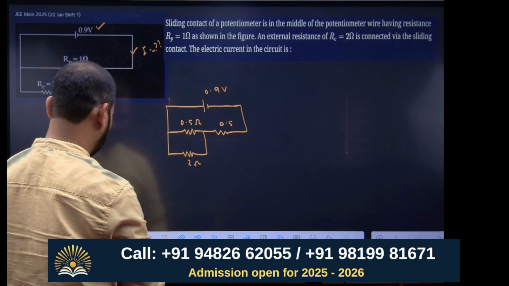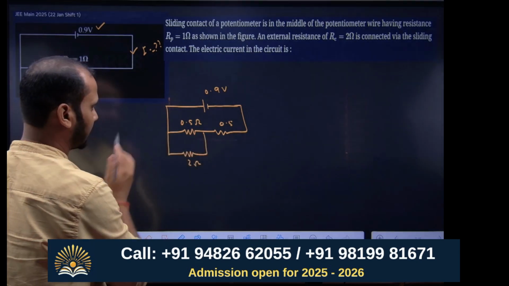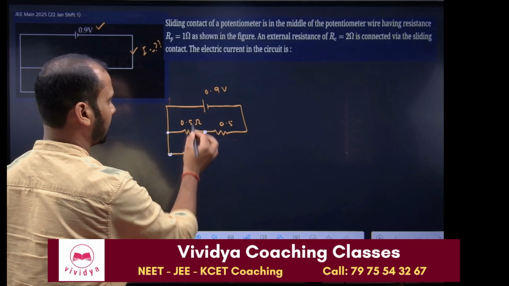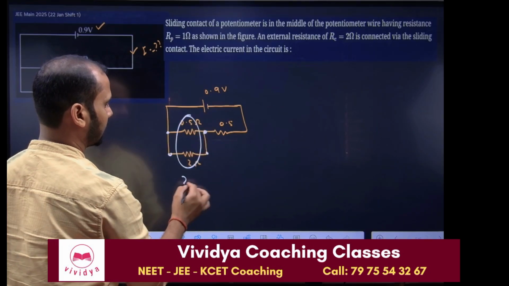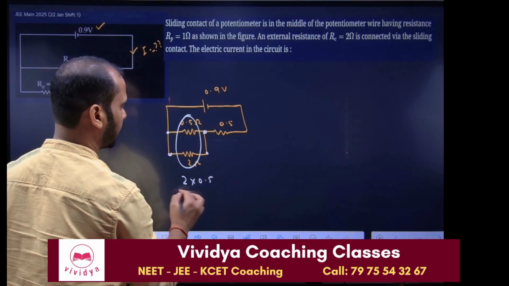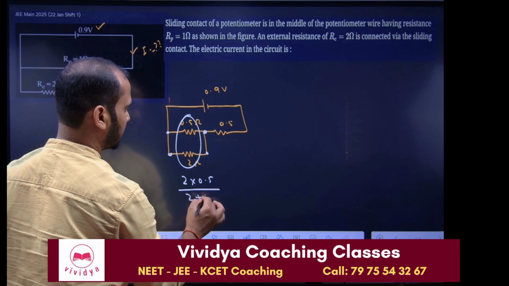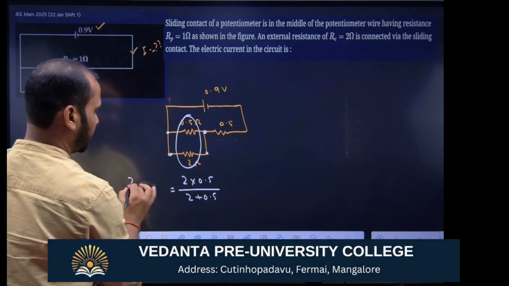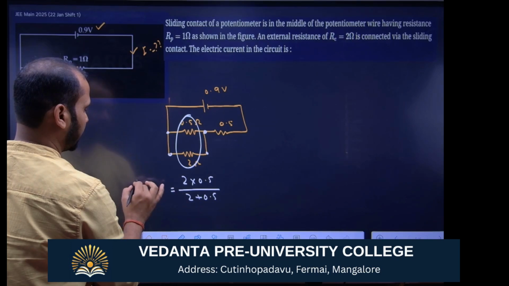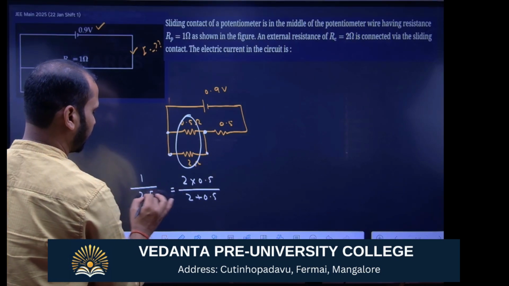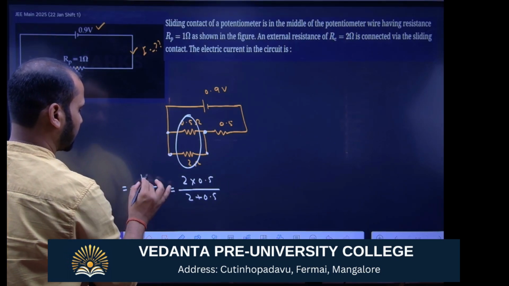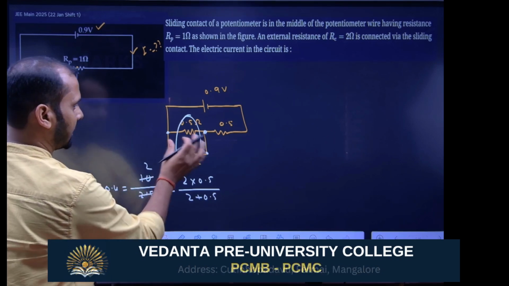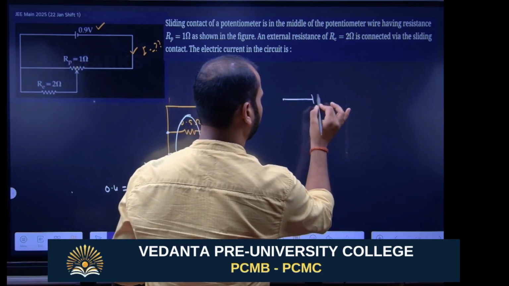Now I should calculate the net resistance so that we will get the current. How to calculate the net resistance? Since these 2 resistances are parallel, the net resistance is 2 into 0.5 divided by 2 plus 0.5. So, it will be 1 divided by 2.5. If I solve, this is 0.4 ohm. Net resistance of this is 0.4 ohm.